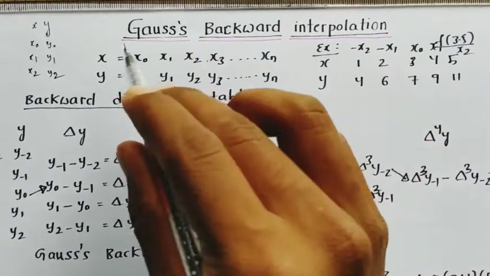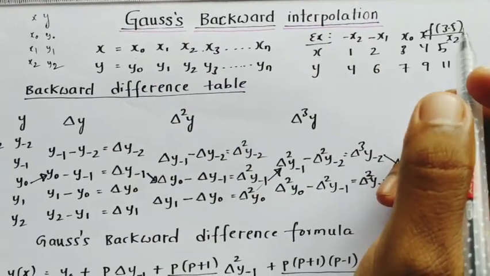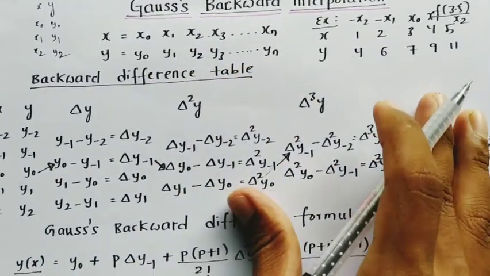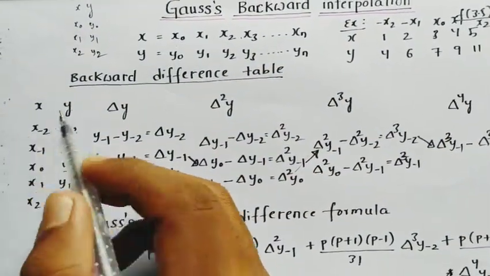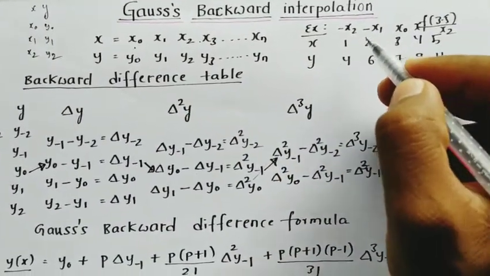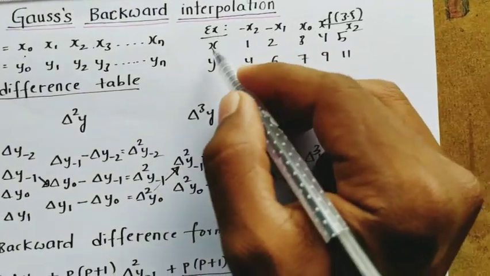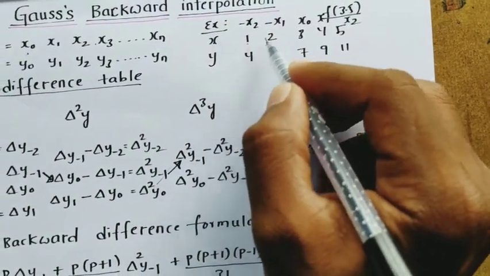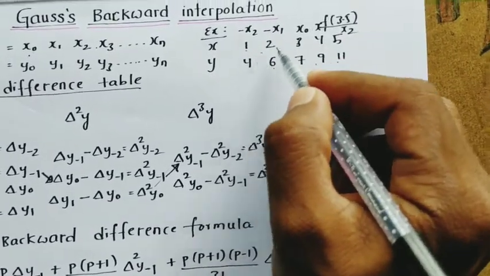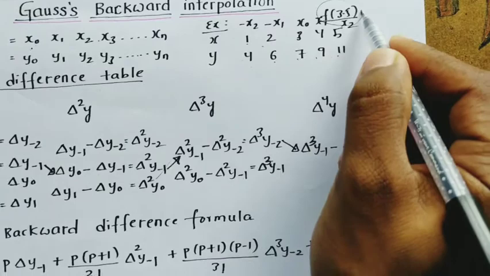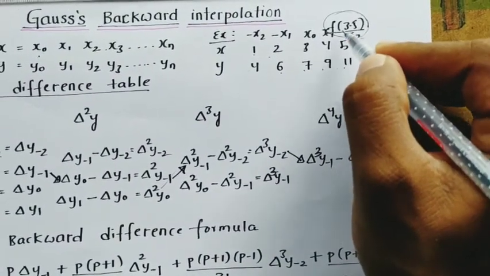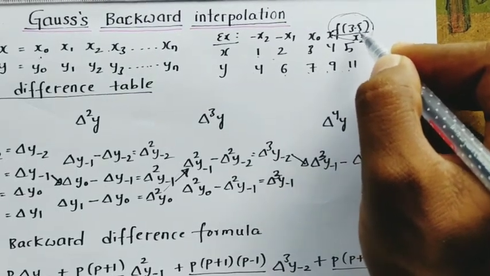Before writing the formula for Gauss's backward interpolation, let's see the backward difference table. First, how to identify the value of x0 in the given values of x. Let's see a small example. The x and y values are given: 1, 2, 3, 4, 5 for x and 4, 6, 7, 8, 7, 9, 11 for y. In the given problem, we have to find f of 3.5.